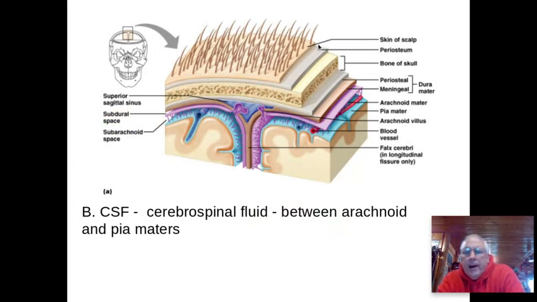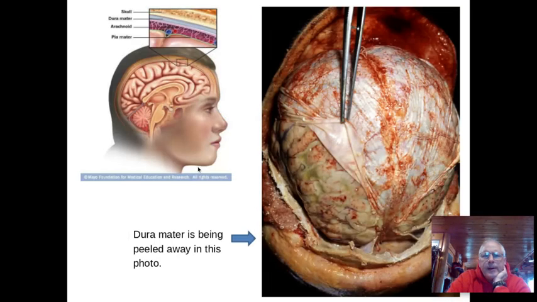So what's significant about these membranes is, number one, they protect, and number two, they allow for passageways for something called cerebral spinal fluid to flow. So we have a constant circulating fluid, it's kind of a grayish fluid between the arachnoid and the pia mater membranes, and that's really important, and I'll explain that a little bit more later on as we get into notes. So that's what we call the CSF.